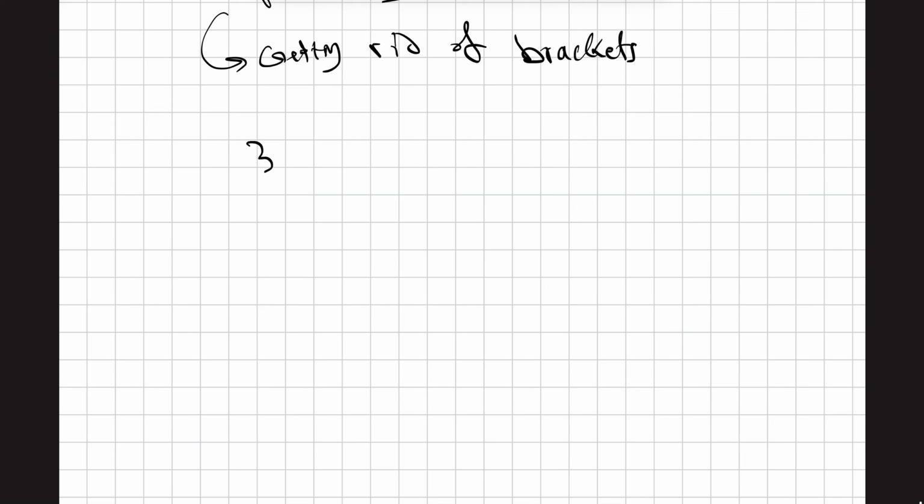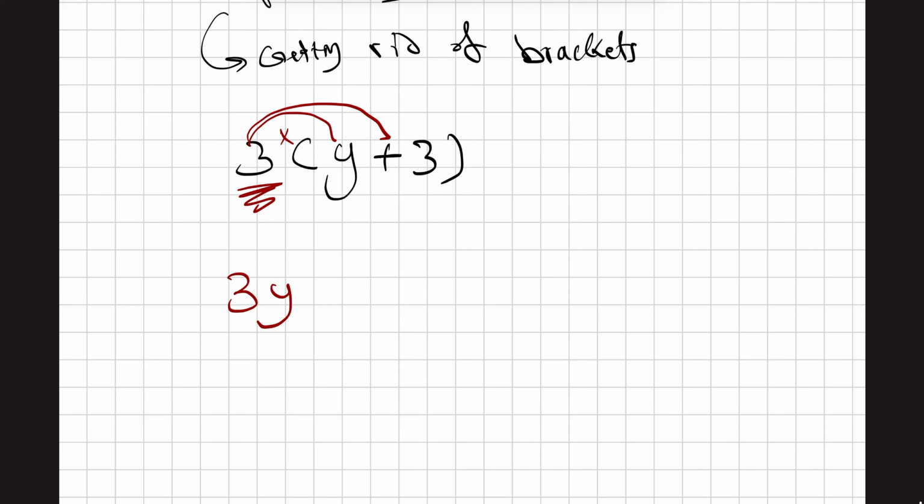So we have 3 bracket, let's say for example y plus 3. So what does expanding mean here? The 3 outside the bracket, there is a sign between the bracket and the 3, and this sign actually is a multiplication sign. So I'm just going to put the 3 inside the bracket like this, guys. So 3 times y is actually 3y. And 3 times 3 is actually 9. But you have to include the sign as well. Plus times plus is actually plus. So my answer is 3y plus 9.